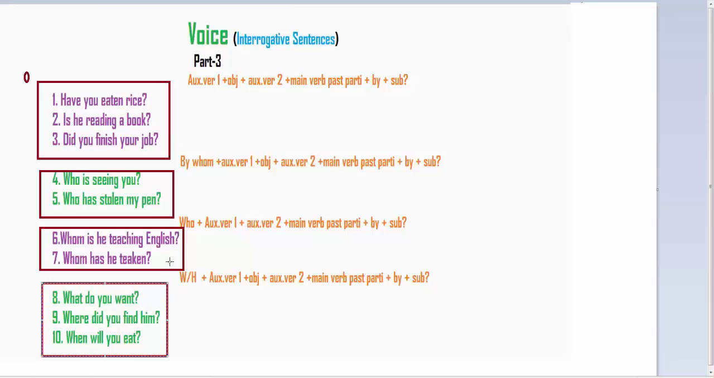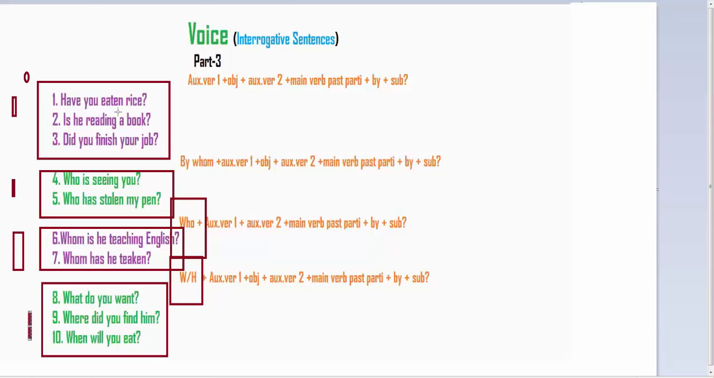That means WH questions. This is also a WH question, but there are some differences between who, whom, and this kind. So we shall see how we can change active to passive for this kind of sentence, and these sentences have different rules according to pattern 1, pattern 2, pattern 3, pattern 4.